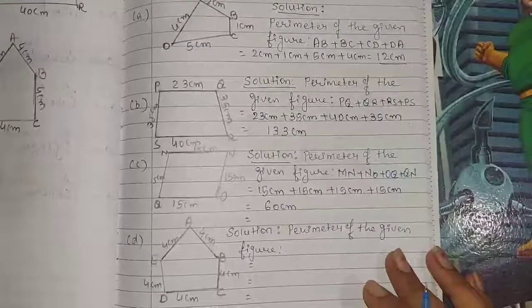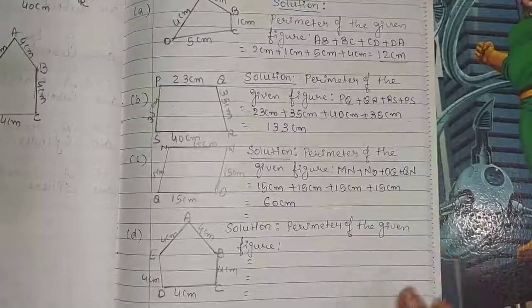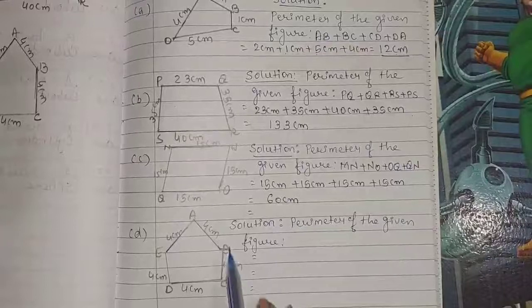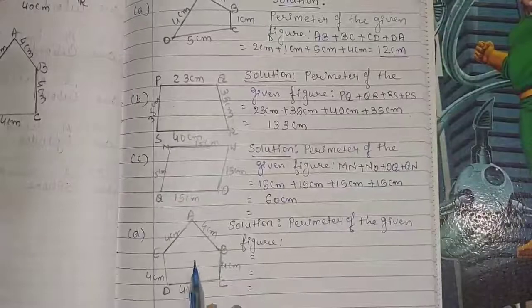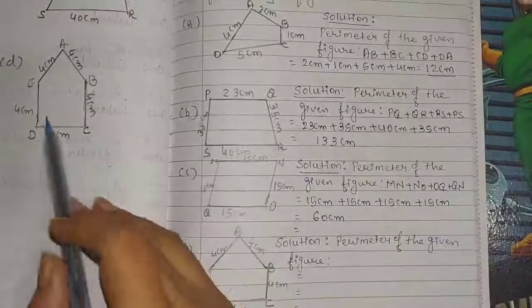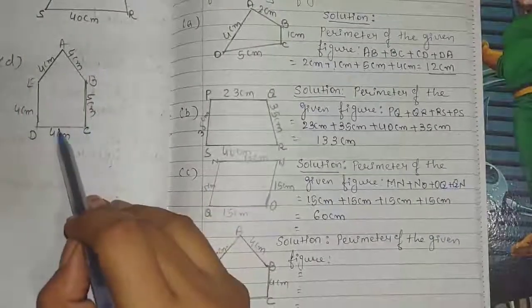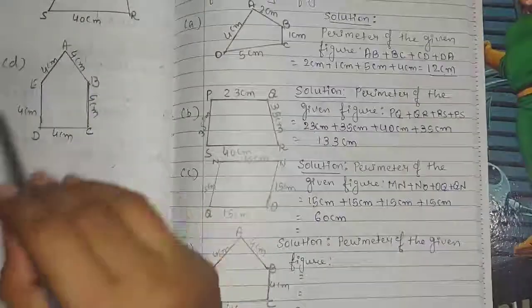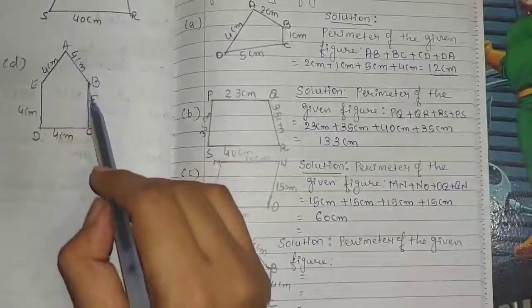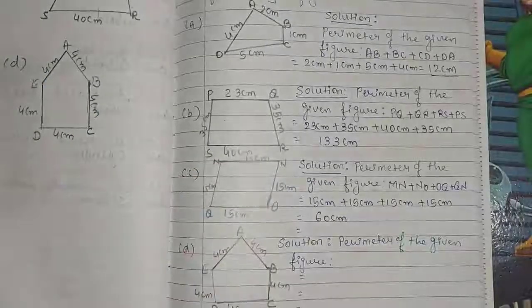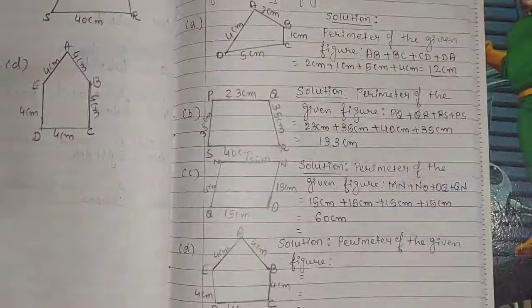Question number D. Now students, question number D, perimeter of this given figure. So here in this figure we can see in question number D, A, B, C, D is given, which means 1, 2, 3, 4 and 5 sides are there and all are 4 centimeters. So let us find the perimeter of this given figure.